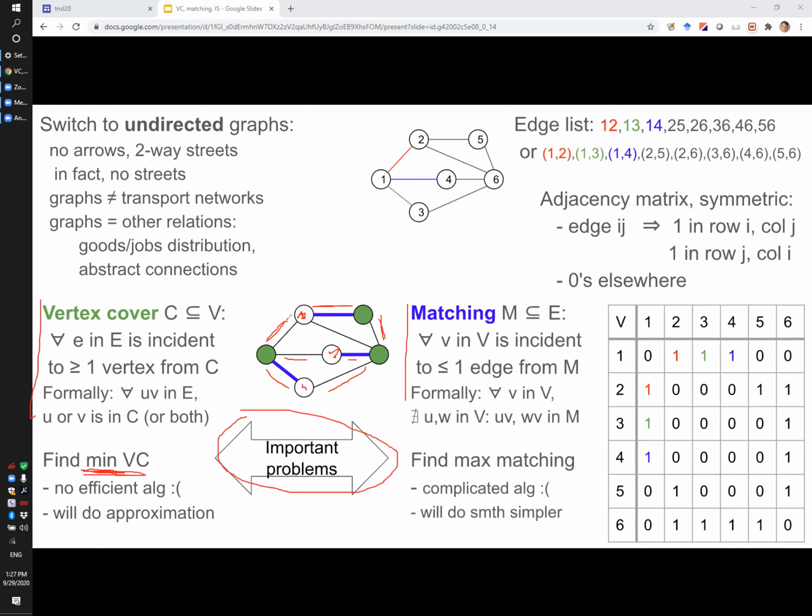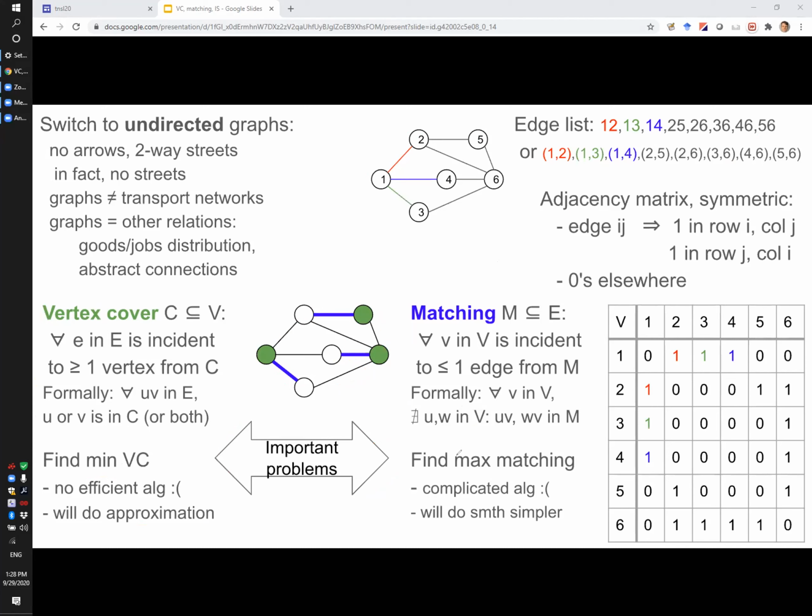It's a super standard logistics problem, a super standard optimization problem, finding minimum vertex cover. You want to find a vertex cover that has as few vertices as possible. Unfortunately, there is no efficient algorithm. We will not be studying any algorithms to find minimum vertex cover, but we will do some approximation. But again, the important thing is that you want to minimize the number of vertices that altogether cover all the edges.